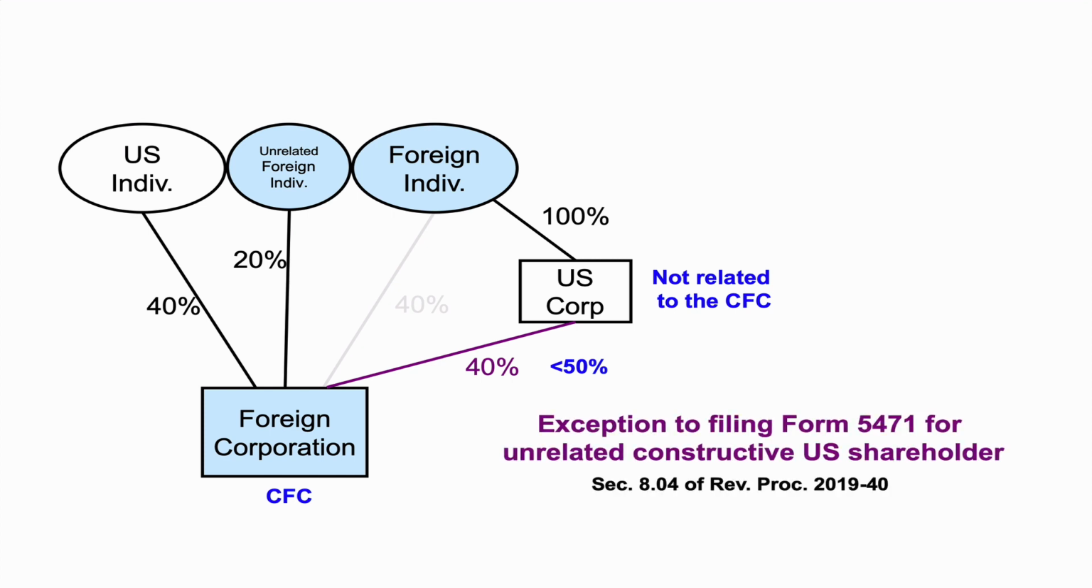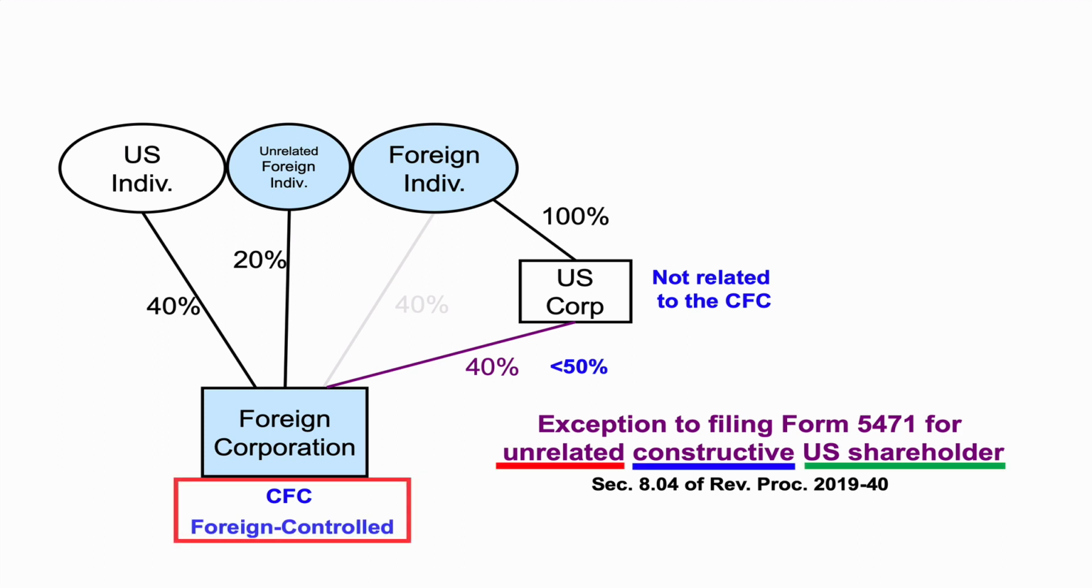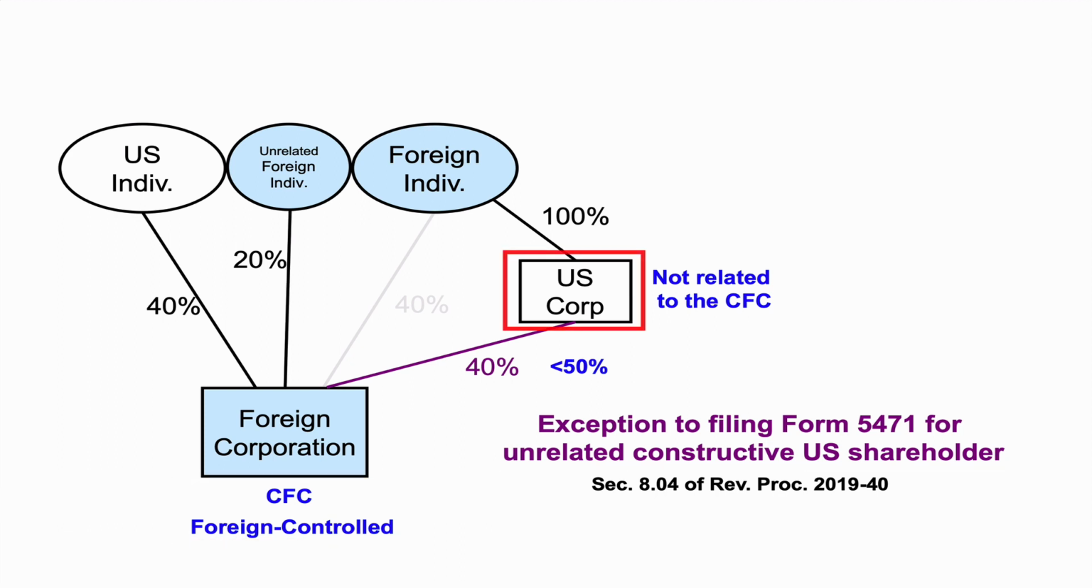Revenue Procedure 2019-40 provides that an unrelated, constructive U.S. shareholder of a CFC that is foreign-controlled is not required to file Form 5471 as a Category 5 filer. Therefore, in this circumstance, the U.S. corporation would not need to annually file Form 5471, but the U.S. individual would need to annually file Form 5471 as a Category 5 filer.